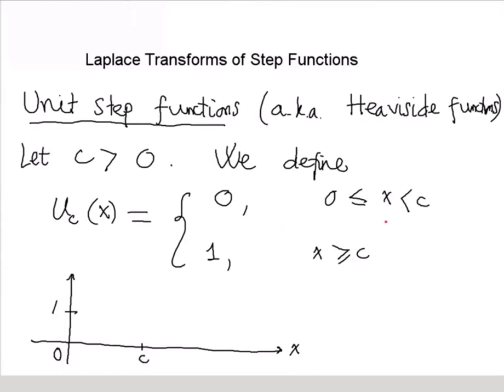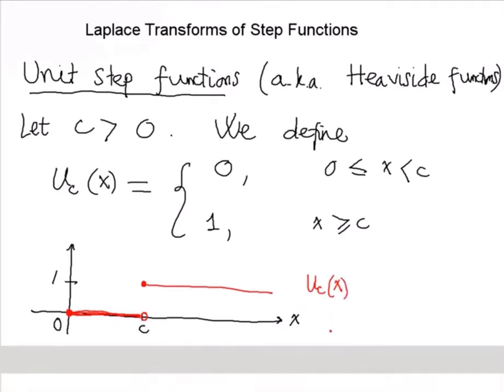Between 0 and c, the function is 0. So the graph is on the x-axis, and 0 is included. We have the solid circle there. Then as c is not included, we have an empty circle. And starting at x equal to c and beyond, the function is 1. So the graph is a horizontal line at 1. This is u_c of x.